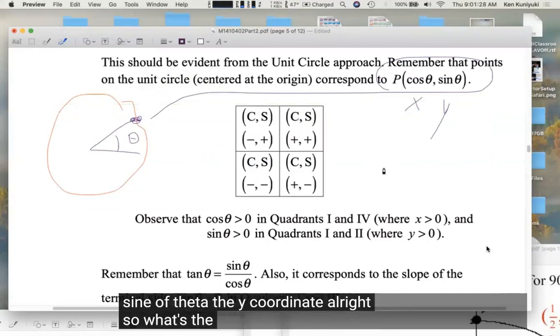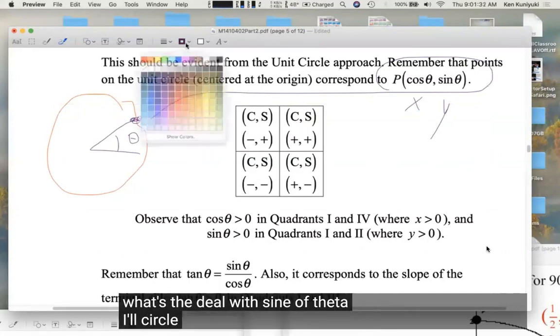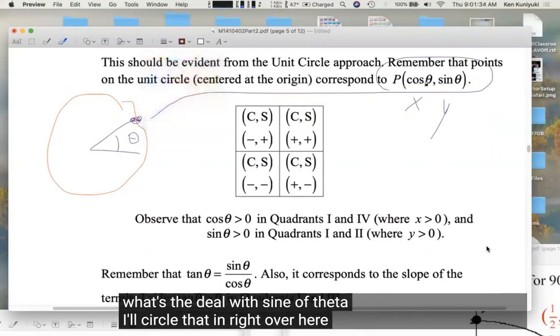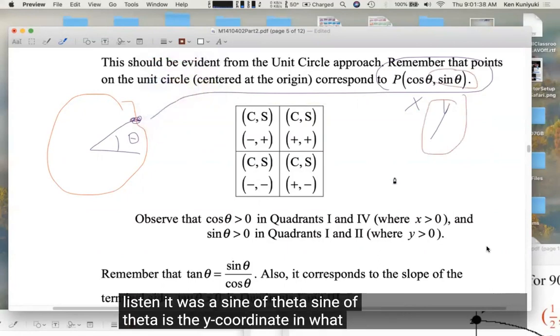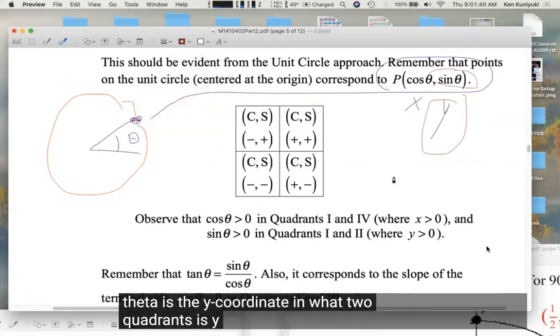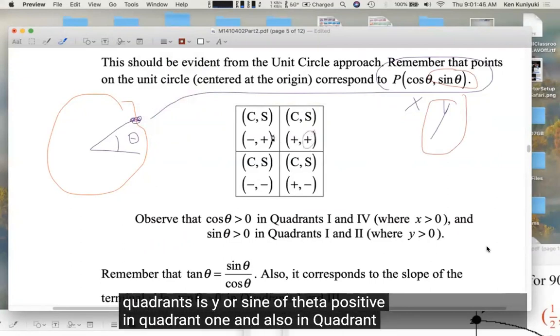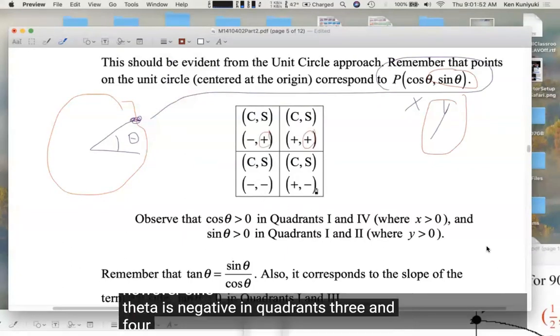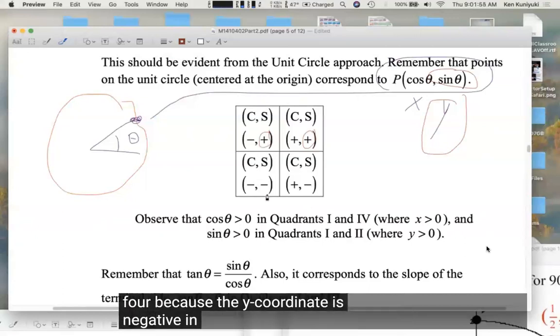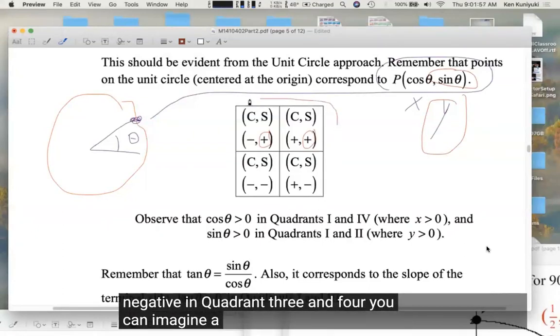All right, so what's the deal with sine of theta? I'll circle that in red over here. Sine of theta is the y-coordinate. In what 2 quadrants is y, or sine of theta, positive? In quadrant 1 and also in quadrant 2. However, sine of theta is negative in quadrants 3 and 4 because the y-coordinate is negative in quadrant 3 and 4. You can imagine a unit circle like so.